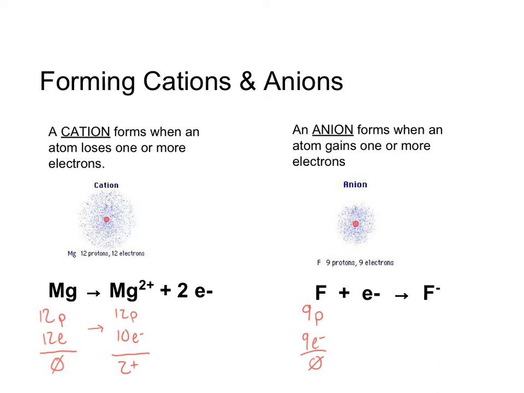Fluorine is a nonmetal, meaning it will tend to gain electrons. It will still have 9 protons. It is still fluorine, but now we have 10 electrons. And so we have one additional negative charge in comparison to our positive charges for an overall charge on the fluoride ion of 1 negative.